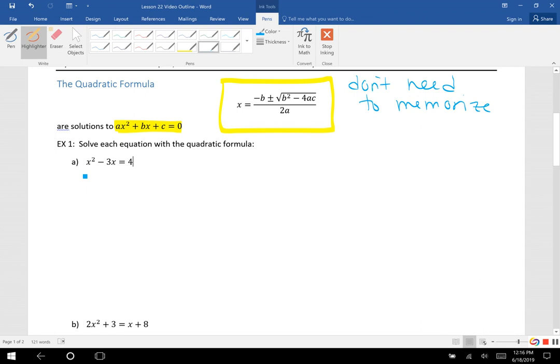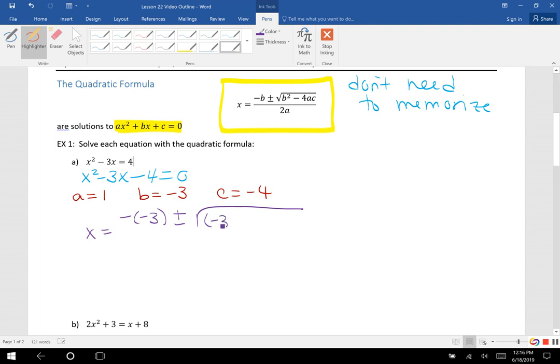So in example 1a, first thing I have to do is set one side to 0. So I'm going to have to subtract the 4, and now this is in that general form. A is the number in front of the x squared, so that would be 1. B is the number in front of the x, and c is the constant. So now I can take these numbers and plug them into my formula. X equals negative 3 plus or minus the square root of b squared minus 4 times a times c, all over 2 times a.